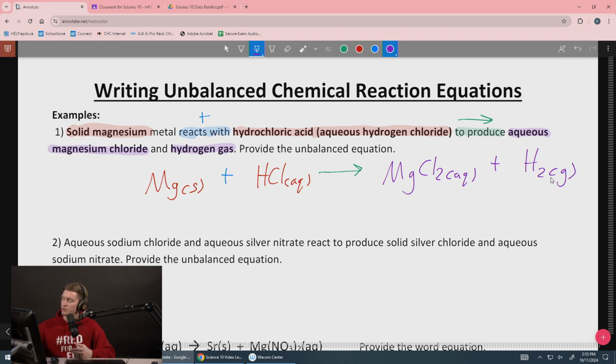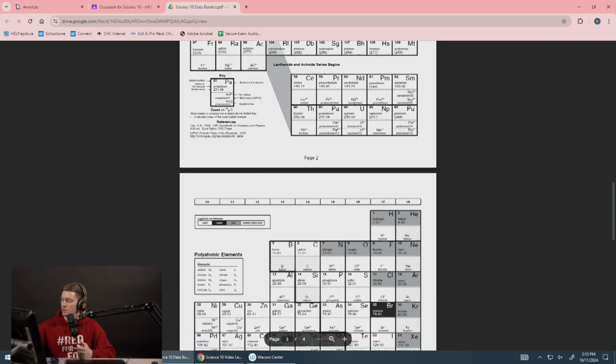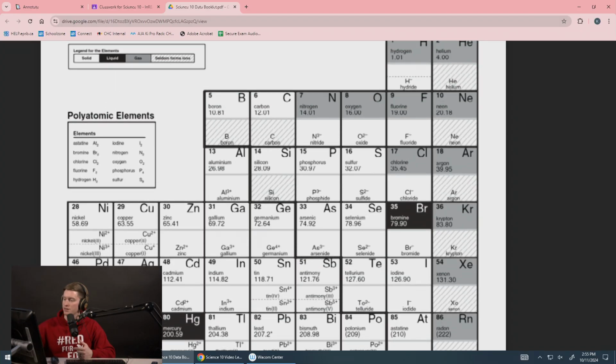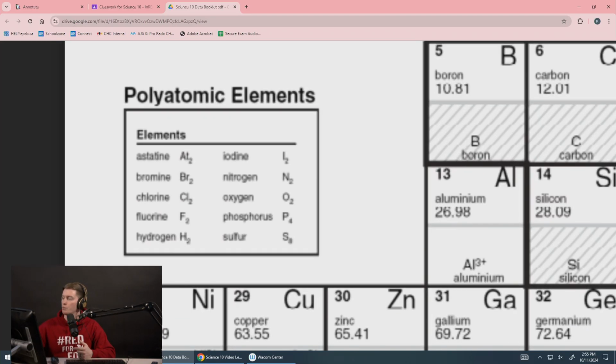Hydrogen is one of those elements that when it's by itself is diatomic. I have your data booklet here on a different tab. Just want to show you, this is the table that will tell you whether or not something will exist. When these are elements, all of these ones on this table here, astatine, bromine, chlorine, fluorine, hydrogen, iodine, nitrogen, oxygen, phosphorus, and sulfur, they have to exist as molecules. So hydrogen can't just be H, it has to be H2.